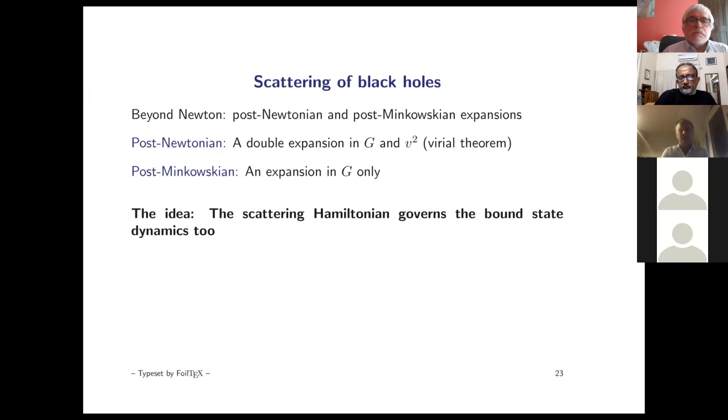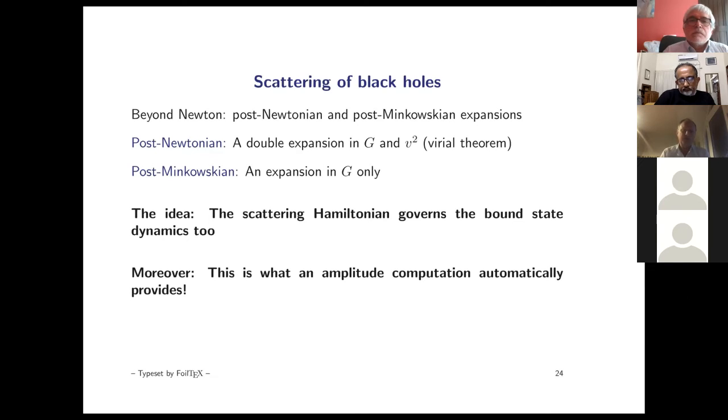And the idea of using scattering amplitudes is to calculate the scattering Hamiltonian. Because if you have the Hamiltonian, at least in Newtonian physics, this is manifestly true. If you have the Hamiltonian, you can use it in all regimes. You can use it in the scattering regime, the hyperbolic regime, or in the bound state regime, the elliptic regime. And it's the same Hamiltonian. It's just the total energy that has changed.